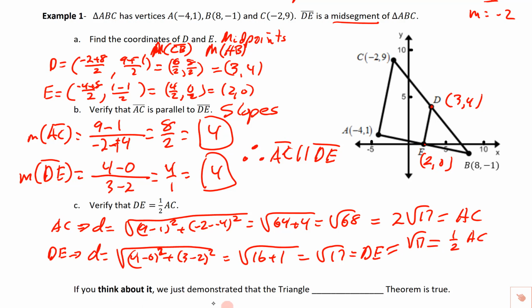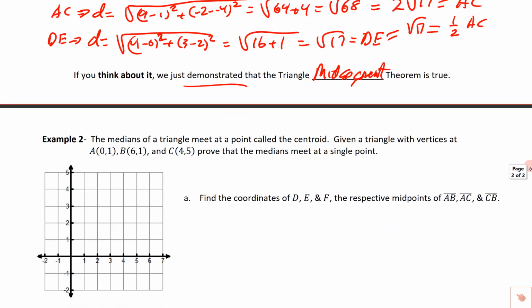So if you think about it, what did we just demonstrate? What was that called from yesterday? It's not a mystery. Mathematicians try and name things that make sense. What is it? Mid-segment. Yeah, it's called the triangle mid-segment theorem. So we just verified that the triangle mid-segment theorem, gosh, it at least works on that one. So we didn't have to prove anything. We could work with numbers the entire time. Okay? So flip the page over.